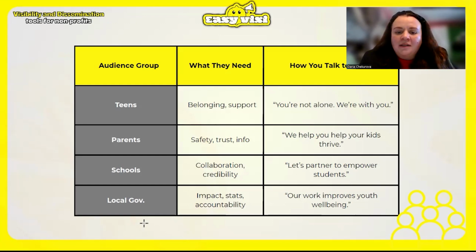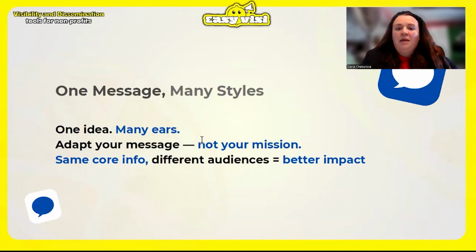Local government: impact starts with accountability. Our work empowers youth well-being. We are changing something together. Yes, we are doing some good job together. Different tone of voice, maybe a different way of speaking, because we have different ears that will hear us. We already know that we have different target groups to whom we are speaking. And when we come back, we always use our mission. We use our mission to adapt our message to the different ears that are listening to us. And then we have the same core info, different audience, but better impact.